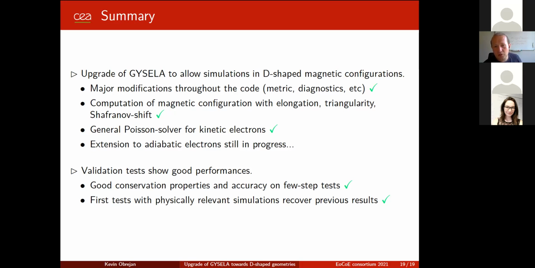And early validation tests showed good performance: good conservation properties, good performance in terms of accuracy and in terms of computational load. Yes, and that's it for me. So thank you for your attention. And if you have questions, go ahead.